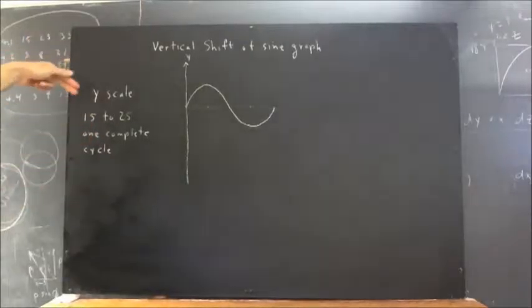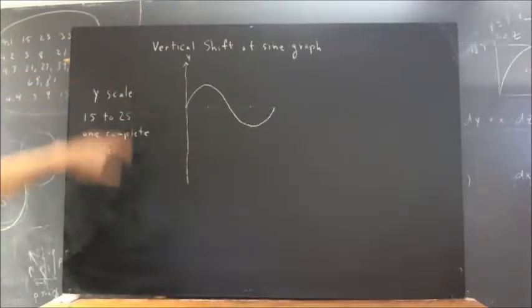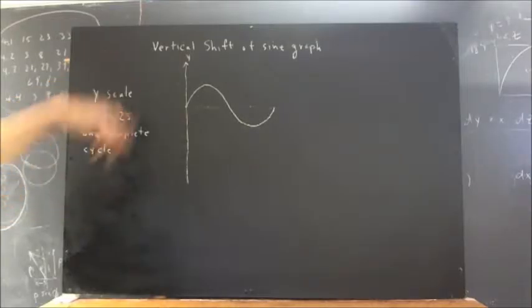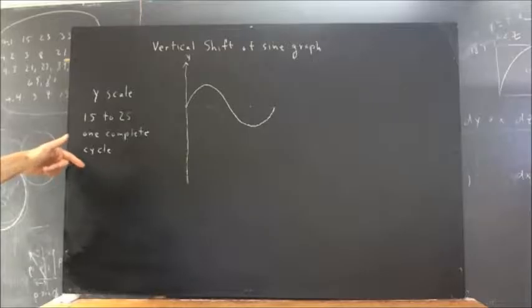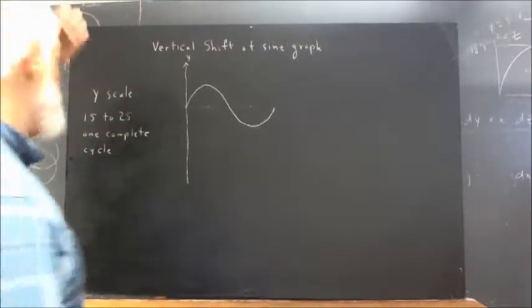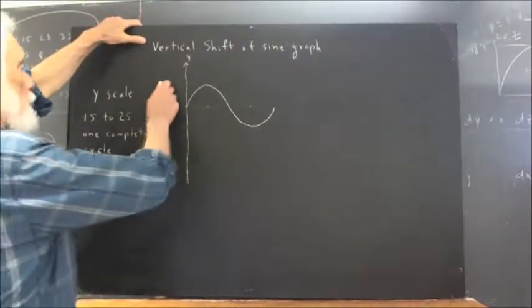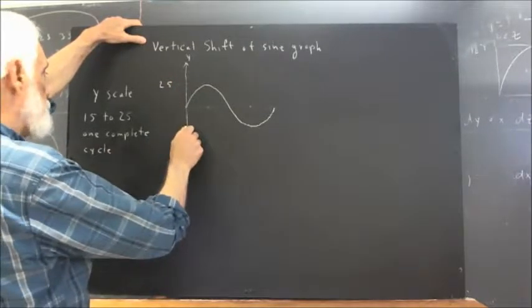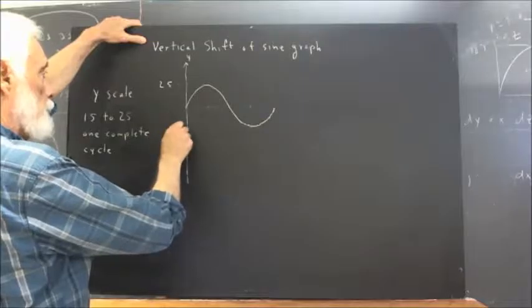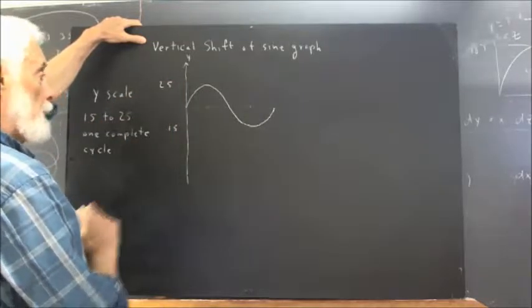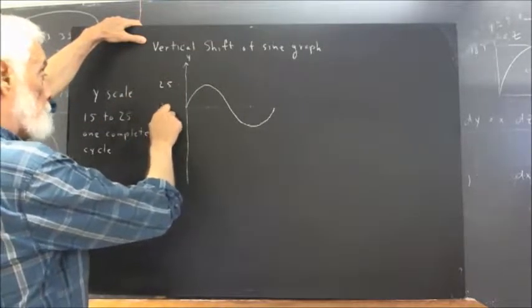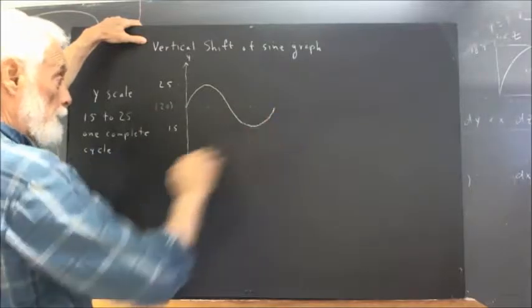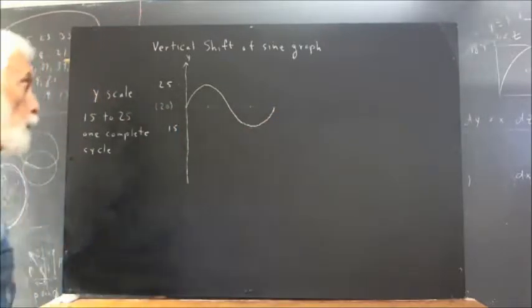Well, here we are. We want the y scale to go from 15 to 25 as the graph goes through one complete cycle. How are we going to achieve that? Well, we can easily depict those quantities. Y is going to go from 15 to 25, meaning, of course, that this horizontal line here represents y equal to 20.